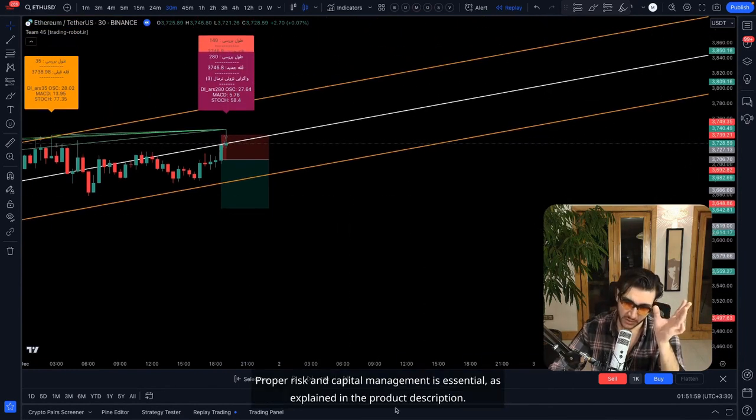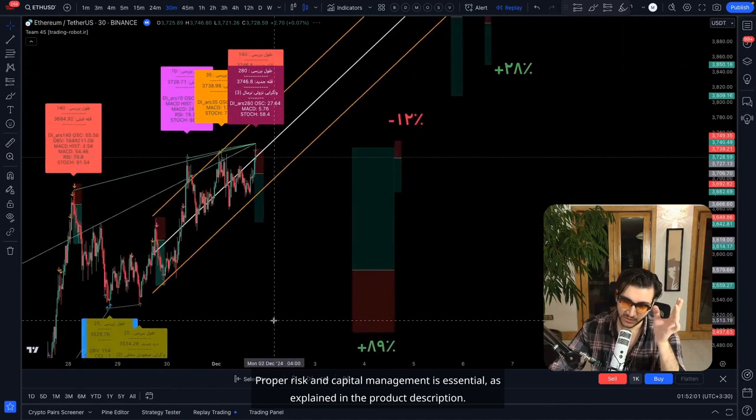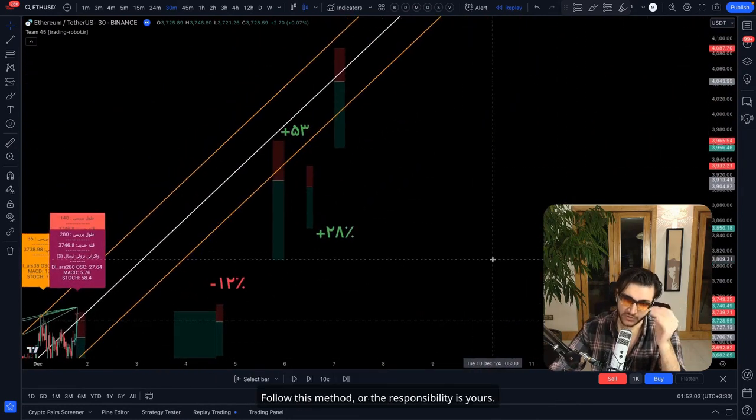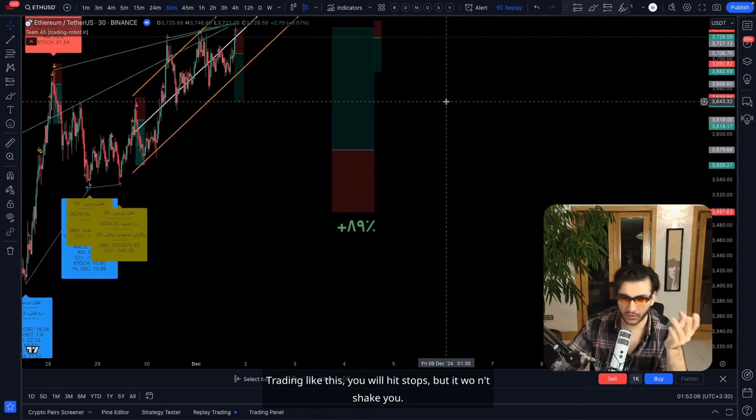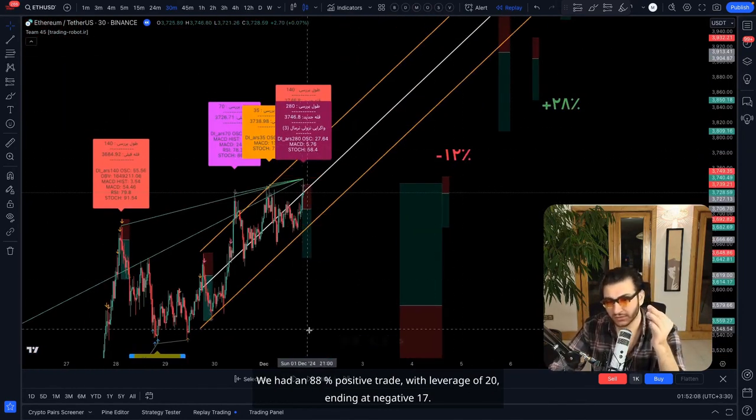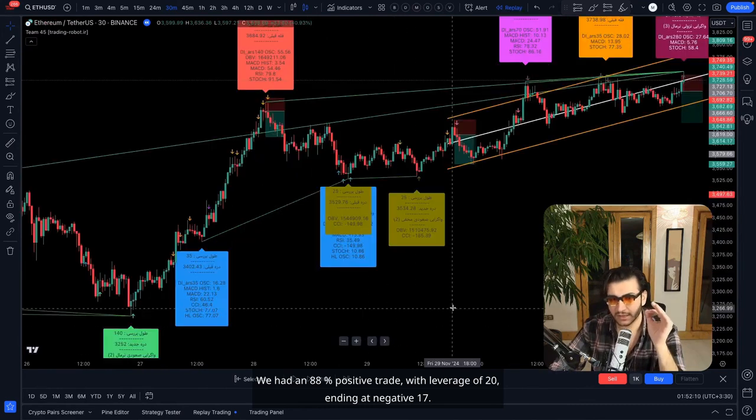You might face 3 losses. Proper risk and capital management is essential. As explained in the product description, follow this method or the responsibility is yours. Trading like this, you will hit stops, but it won't shake you. We had an 88% positive trade with leverage of 20, ending at negative 17.